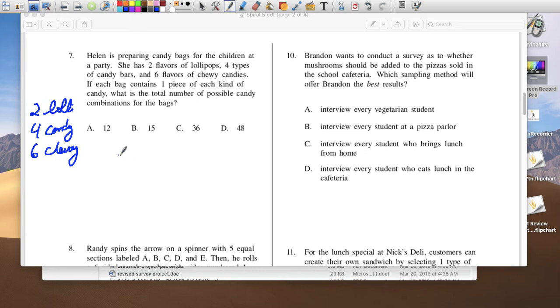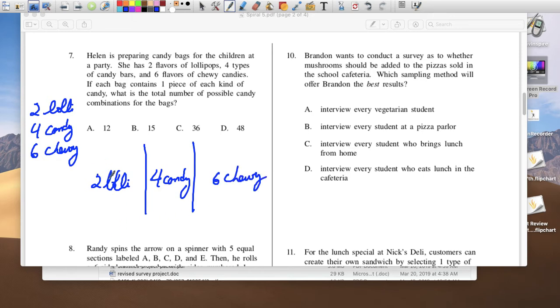This one goes to the fundamental counting principle. So we have 3 options here. Option 1 is the 2 lollipops. On the second option, we have 4 candy bars. And the last one, we have 6 chewy candy, right?